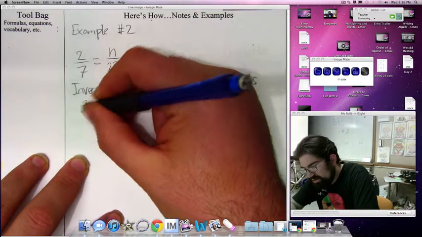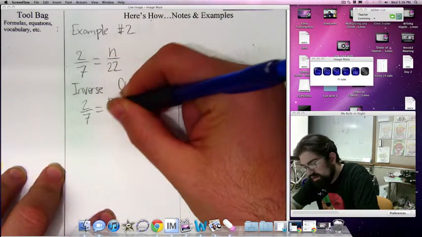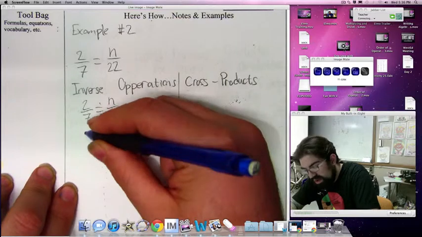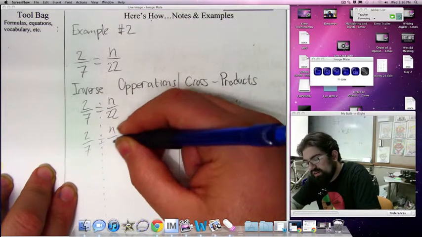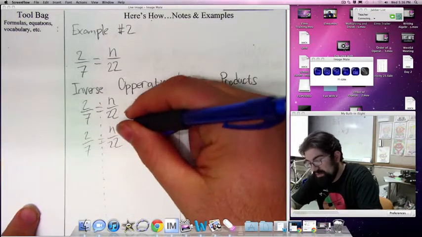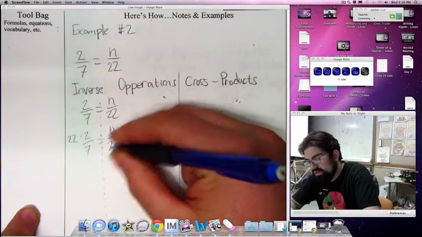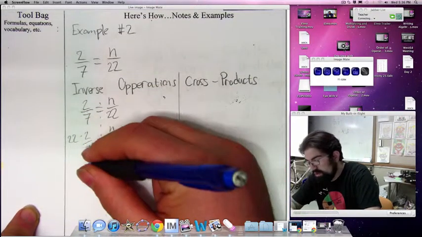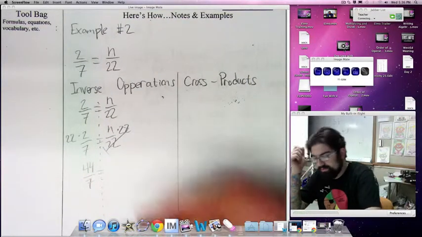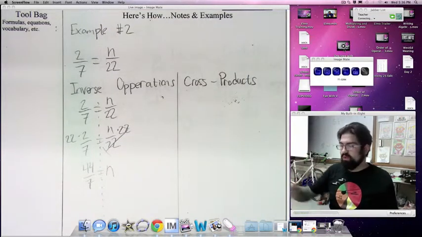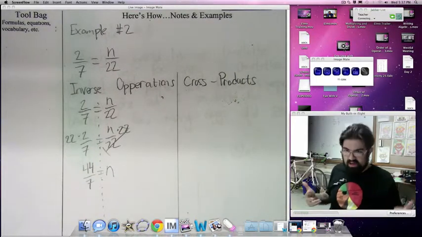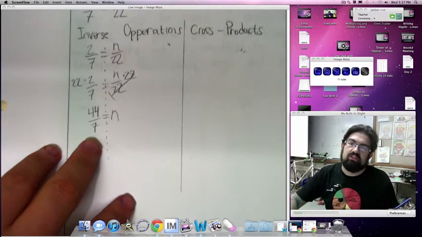Start with my problem. Balance line. Rewrite. Let's see. The inverse of dividing is multiplying, so I'm going to multiply by 22 on both sides. 22 times 2 is 44 over 7. Don't multiply both of them by 22, so n equals 44 over 7 is what n equals for its final answer. Okay, cool. Let's go on to the next one.